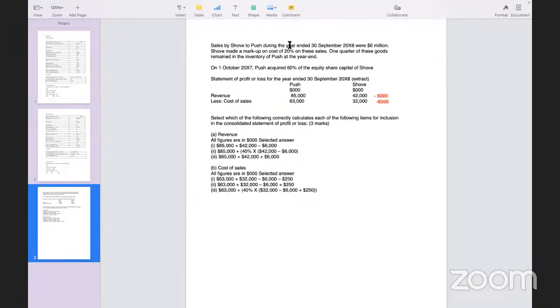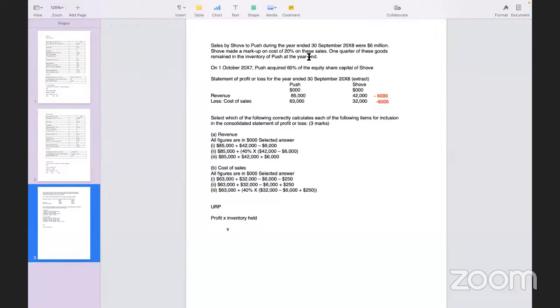Shov made a markup of 20% on these sales. 1/4 remained inside the inventory. Okay, now guys, it's time to calculate URP. Okay, so usually guys, how do we calculate URP? Okay, put down the equation. URP is equal to profit into inventory held. That's the equation, no guys? Profit into inventory held. So therefore, guys, point number 1, profit, that I have to calculate separately.